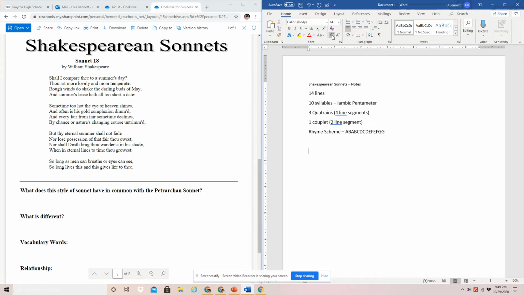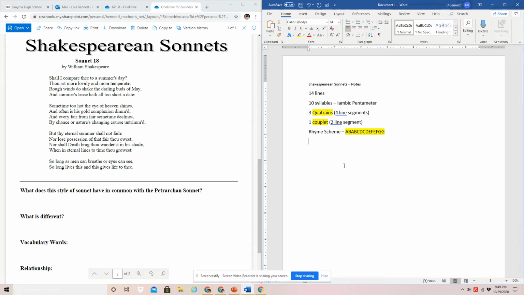All right, so now we have those vocab words. You know that the 4-line segments are called quatrains, and the 2-line segment at the end is called a couplet. And you have that set rhyme scheme for all Shakespearean sonnets.